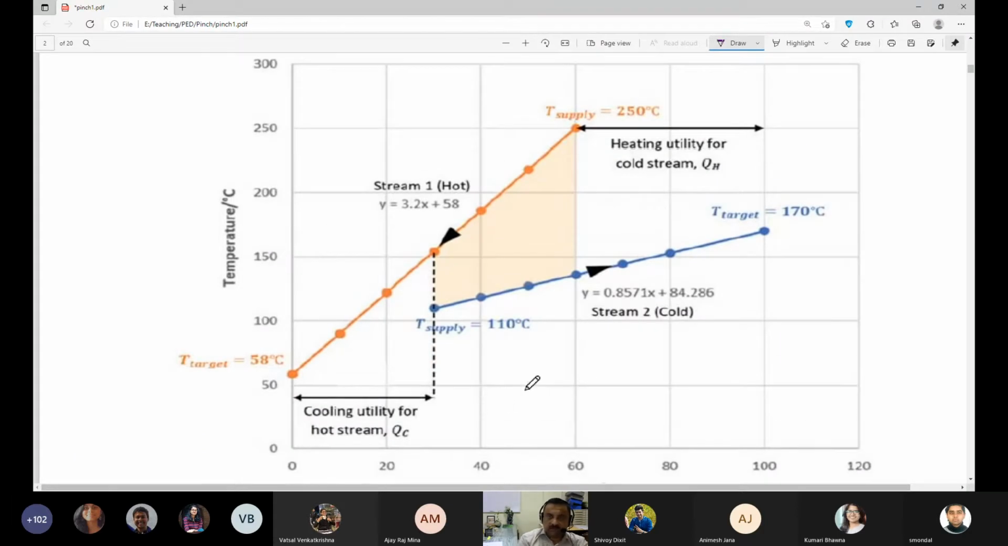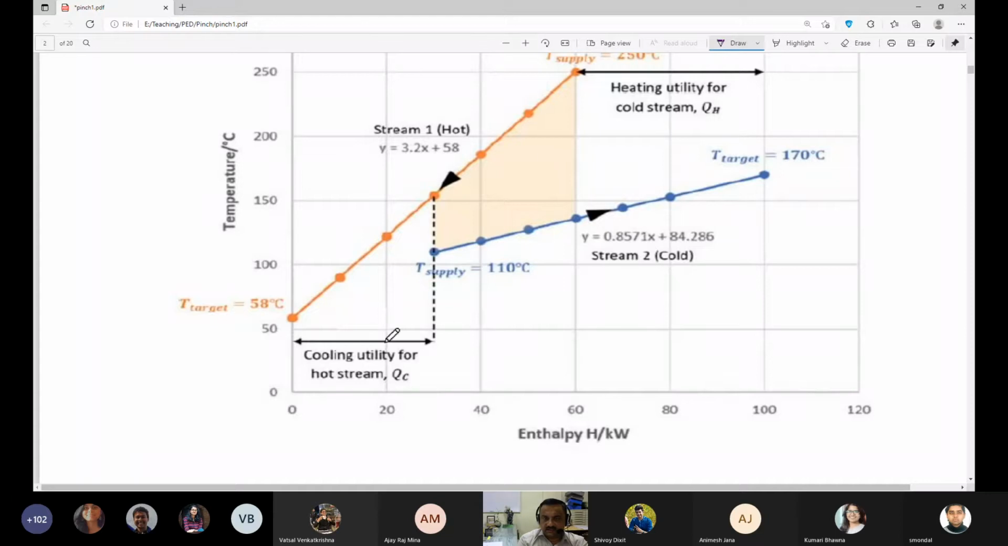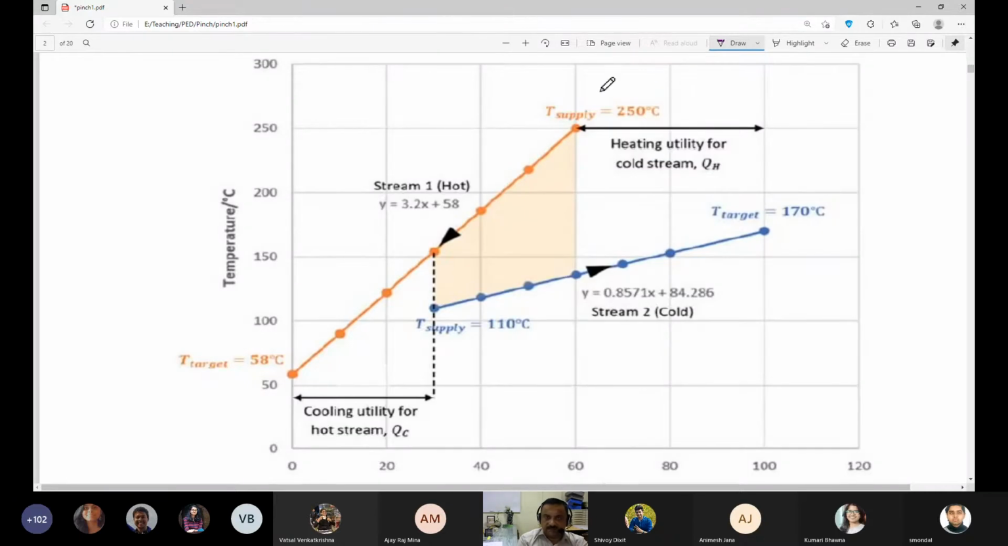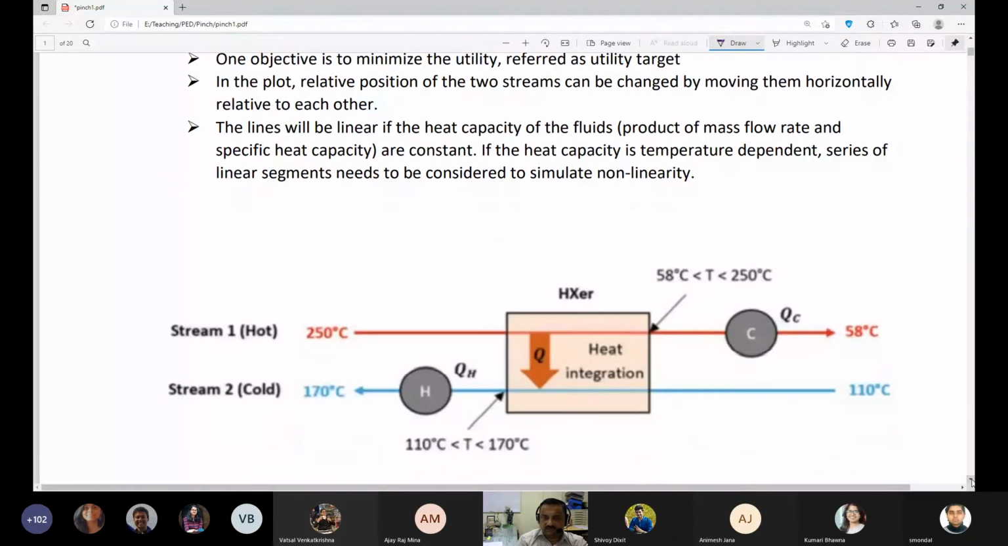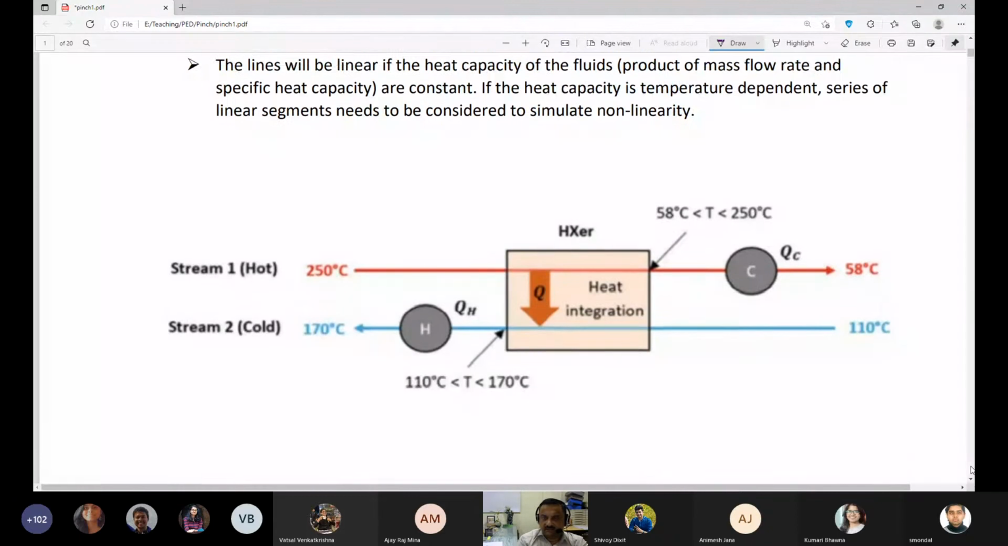Now we need to plot this. We need to have this problem plotted as a function of temperature versus enthalpy, temperature in degrees centigrade and enthalpy in kilowatt. So we can write here the supply temperature is 250 degrees centigrade, which we are bringing down to 58 degrees centigrade. That is what we are doing, right? 250 degrees centigrade, we are bringing down to 58 degrees centigrade. And the other fluid is 110 to 170.